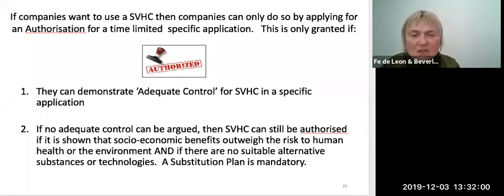All of this is done through a mandatory substitution plan that companies have to submit to the European Chemical Agency, and there have been a few authorizations, some of which have been challenged by member states saying that actually alternatives were available. But I won't go into the REACH authorization. The main point I want to leave you with is that it is a useful framework by which you are putting the onus on companies to show that they have looked and there are no suitable alternatives.